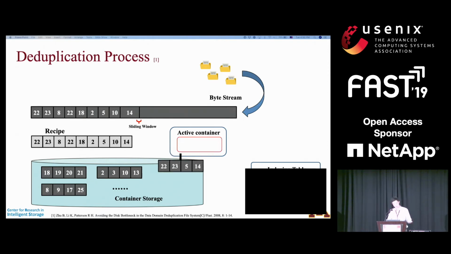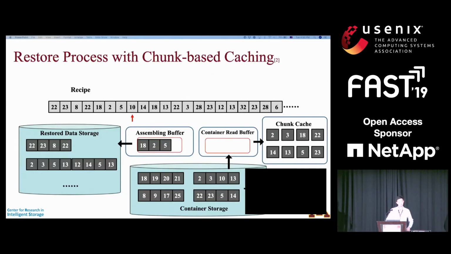So we continue this process, generating the containers to the storage and getting the new chunks from the byte string. If the chunk is found in the system, we don't need to store it again. We just need to append the information to the recipe. But in the future, if you need the original data, you need to restore it back.